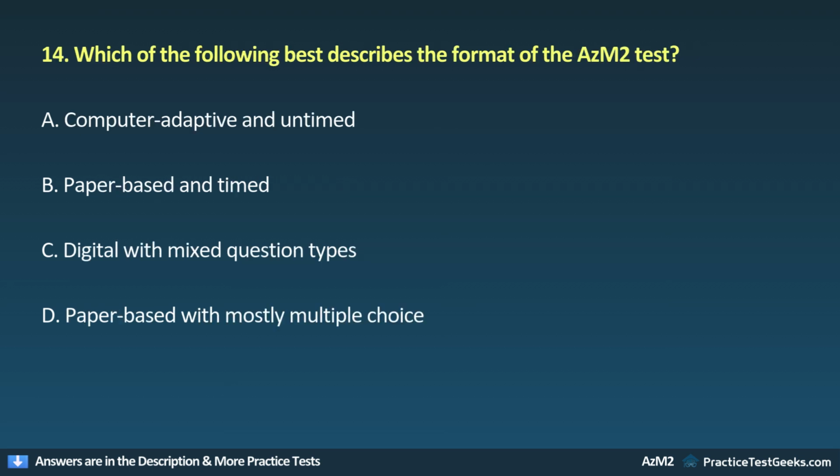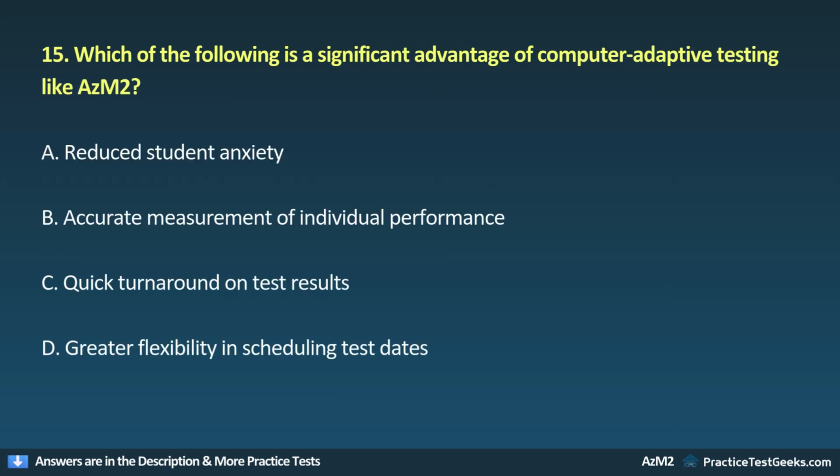14. Which of the following best describes the format of the AzM2 test? A. Computer adaptive and untimed. B. Paper-based and timed. C. Digital with mixed question types. D. Paper-based with mostly multiple choice.